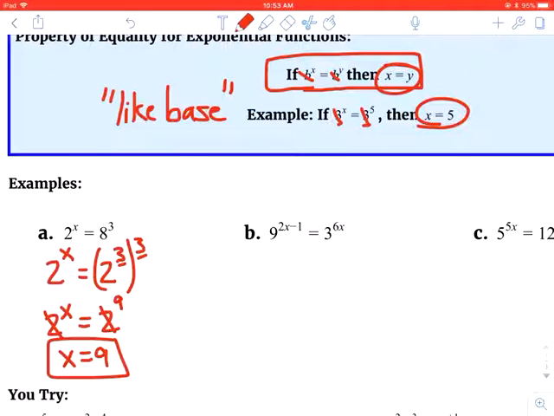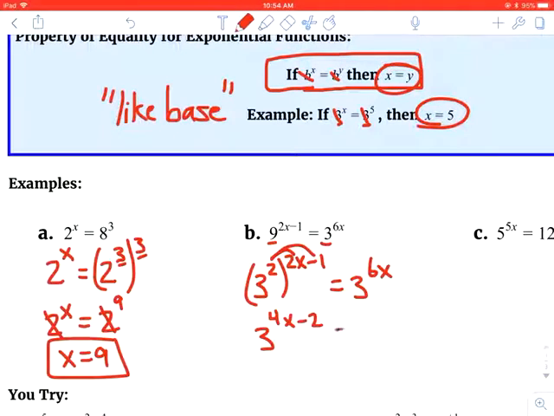For example B, we're given 9 to the 2x minus 1 power equals 3 to the 6x power. So you look at your bases and think, can I make those the same base? And I can, because 9 is equivalent to 3 squared. So I simply rewrite the 9 as 3 squared, keeping the exponent of 2x minus 1. 3 to the 6x power is on the other side. So now you just have to simplify a little bit and distribute that 2 to the 2x minus 1, so you get 3 to the 4x minus 2 power equals 3 to the 6x power.